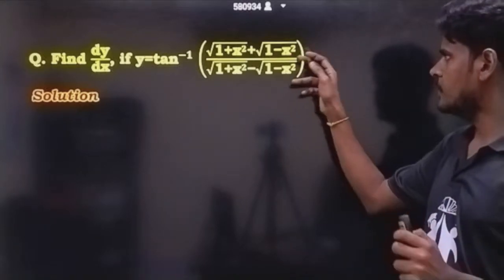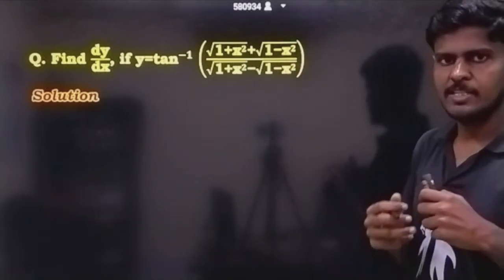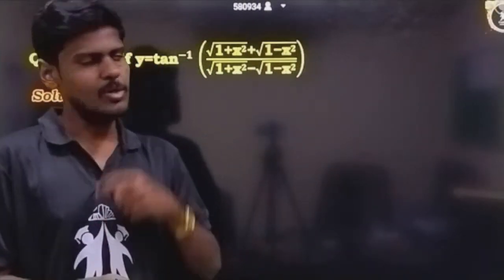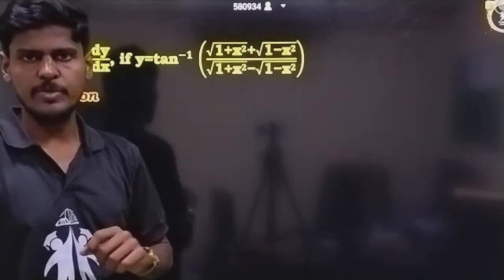That means x will always be less than 1, and x square is always greater than 0. That is obvious. So that means x will lie between minus 1 to 1. True or false? Only then this second term will exist: square root of 1 minus x square.